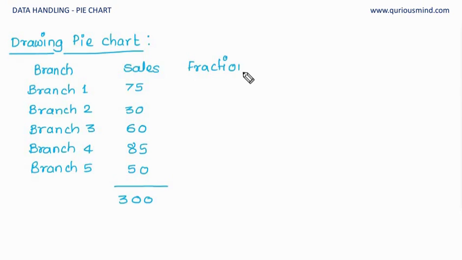So fraction, as we know, is always part of a whole. So 75 of 300. The fraction is going to be 75 upon 300, and that gives me, for branch 1, 1 upon 4. Same way for branch 2 it is 1 upon 10, 30 upon 300. For branch 3 it is 60 upon 300, which is 1 upon 5. For branch 4 it is going to be, and for branch 5 it is 1 upon 6.